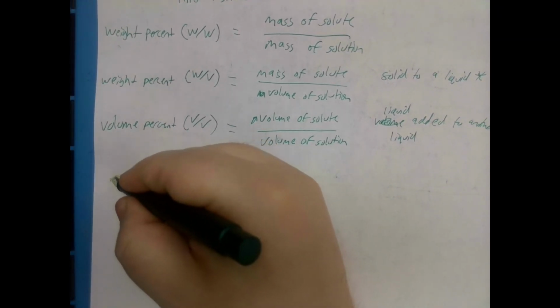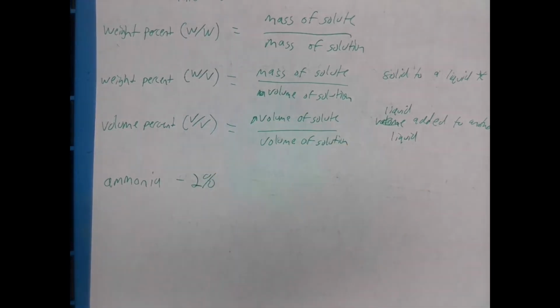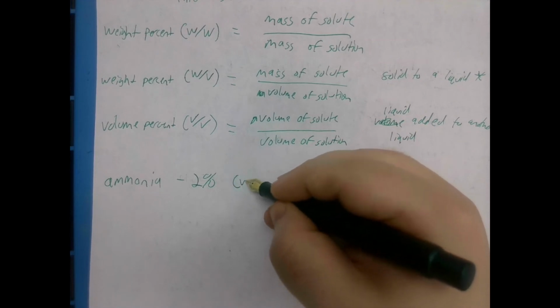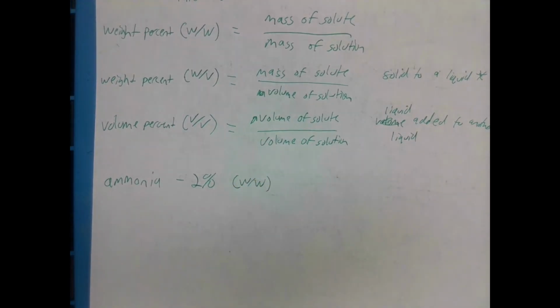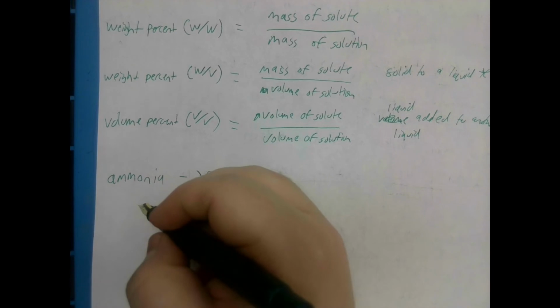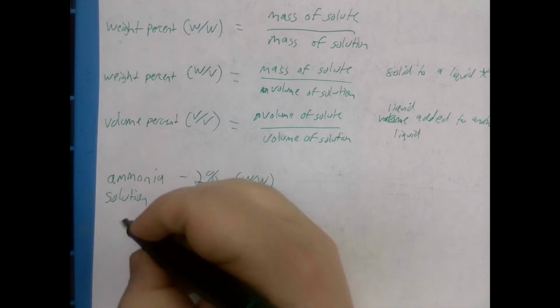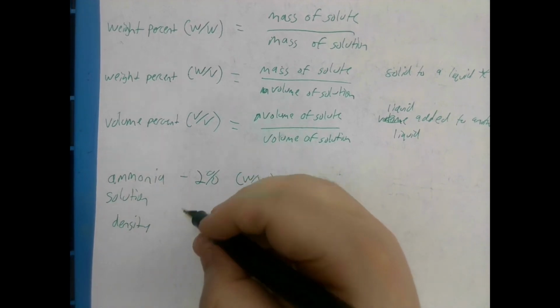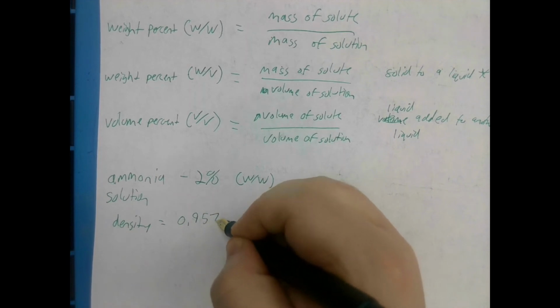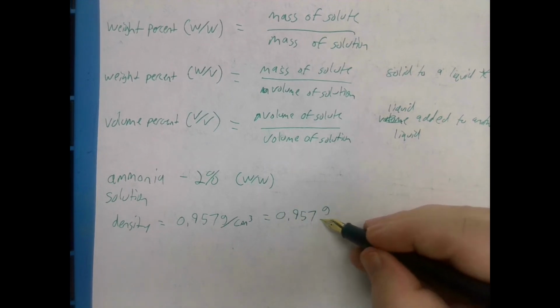So let's say you bought some ammonia, and you bought 2% ammonia. I believe often they use weight by weight measurement. And let's say you measure the density of this ammonia solution to be 0.957 grams per cubic centimeter. And cubic centimeter is the same thing as milliliters, so grams per milliliter.